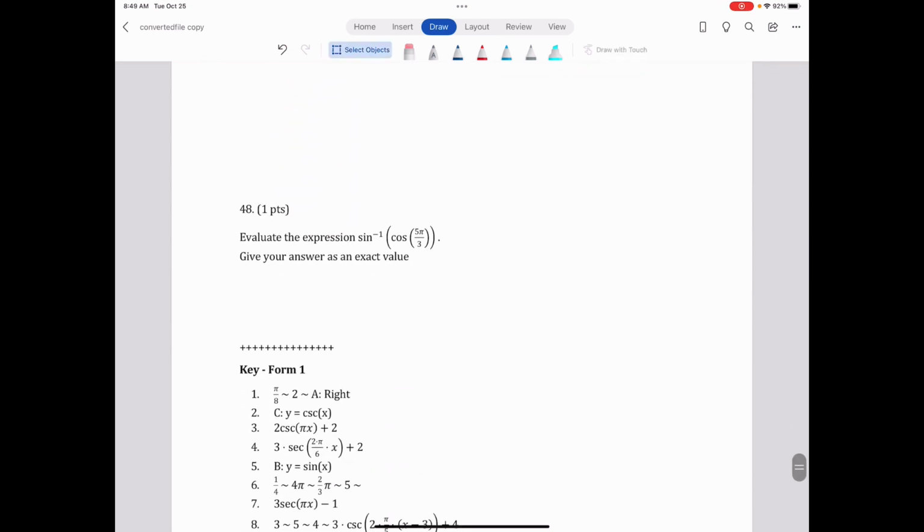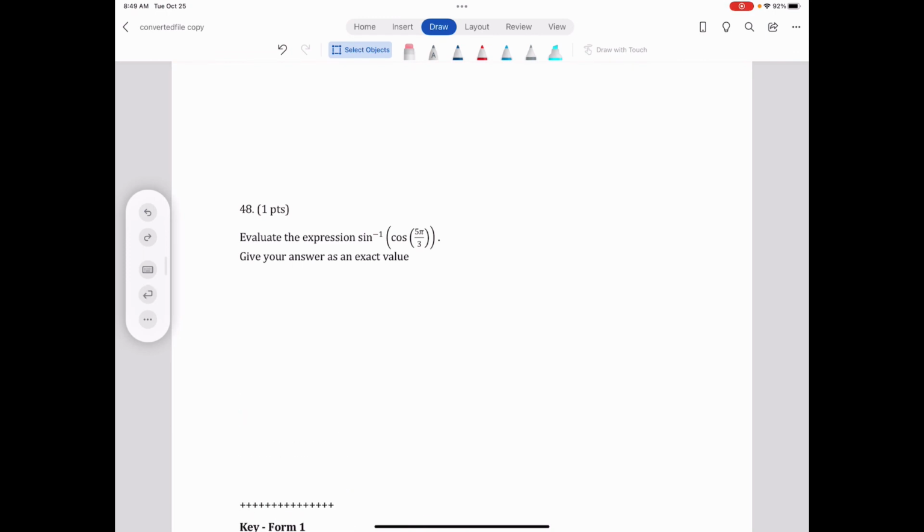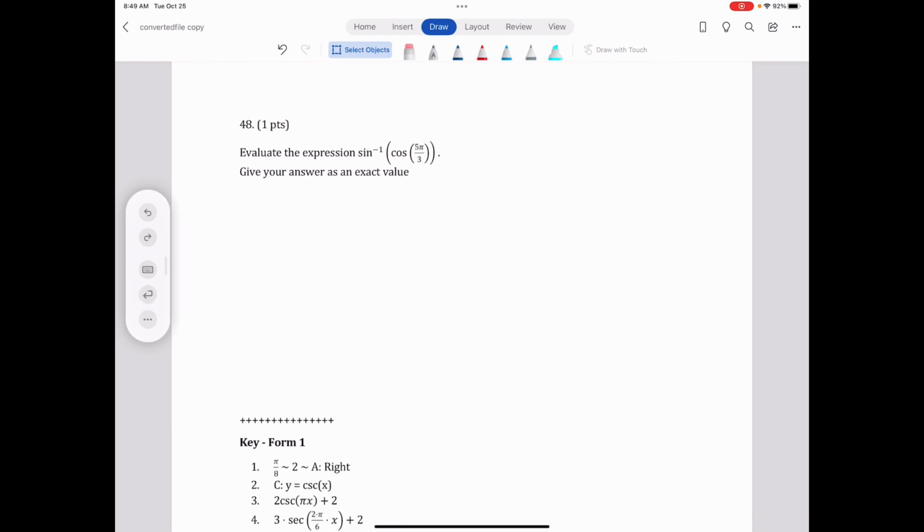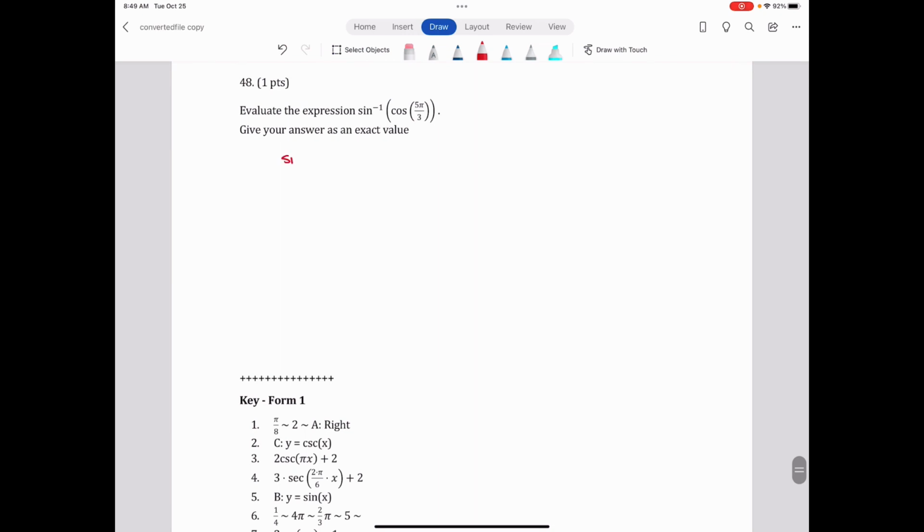Last question. I need to compute inverse sine of cosine 5 pi over 3. We know that cosine 5 pi over 3 is equal to 1/2. So that is inverse sine of 1/2, because cosine 5 pi over 3 is equal to 1/2.